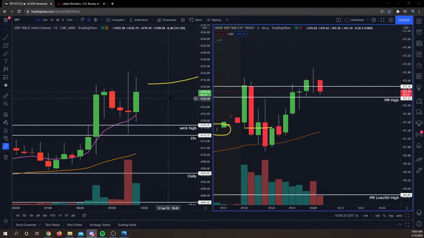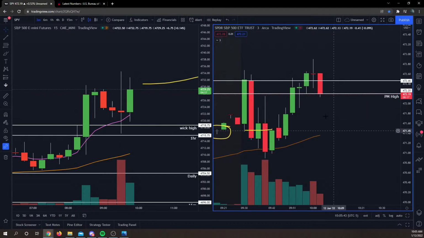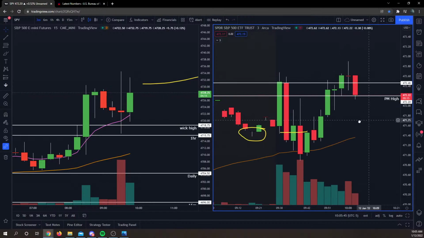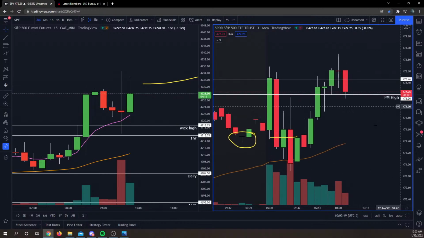The 15-minute candle on the futures is kind of struggling to push up to that level. Still watching volume. Volume was huge on the previous candle. There's our pre-market high retest. Scalps from high of day back to pre-market high would have been great.